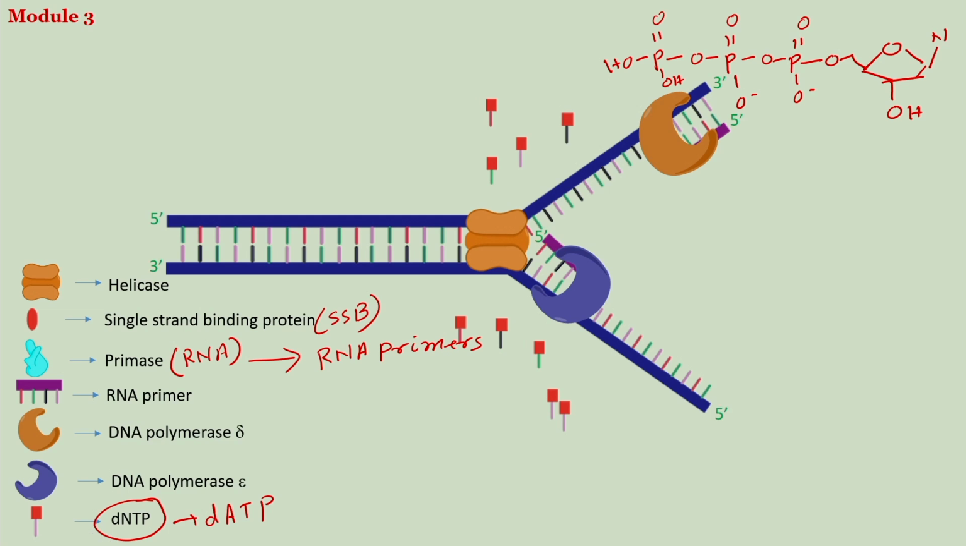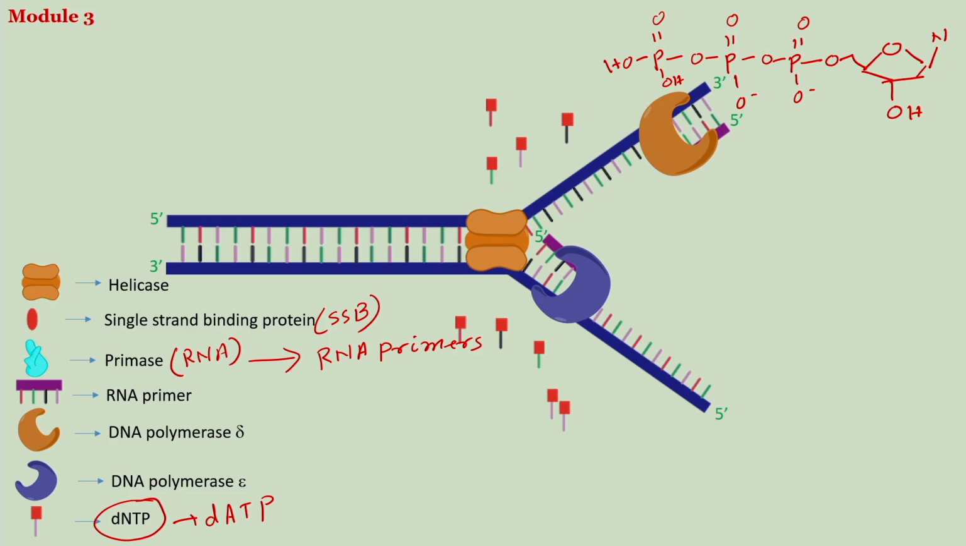Now, here is the trick. This strand is 5 prime to 3 prime and the other strand is 3 prime to 5 prime. The RNA primer that was there in this strand would be the complementary of it, meaning in the 5 prime to 3 prime direction. Here it is not coming here because here would be 3 prime, and your DNA or the RNA, whatever it is, is always in the 5 prime to 3 prime direction.